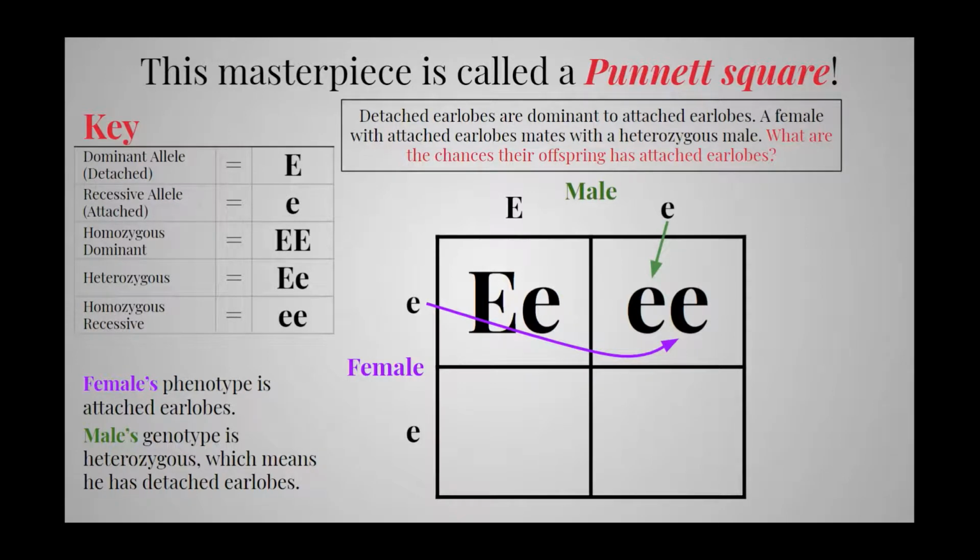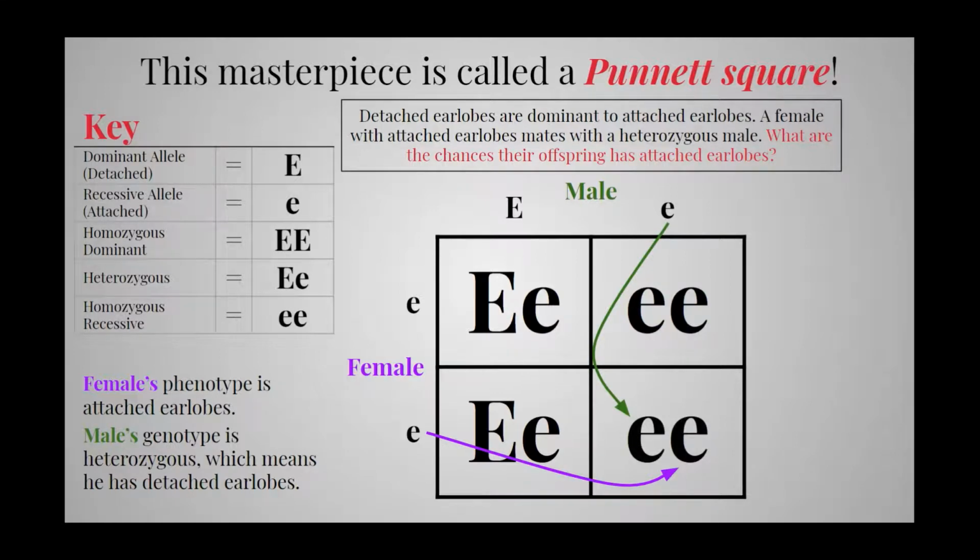I'm going to drop down to the bottom left box. My capital E from the male, which is a dominant allele, is going to drop down. And my lowercase e from the female, this time the other lowercase e, the recessive allele, is going to swing over. Again, I end up with a heterozygous genotype. So I know you guys are smart people. You're picking up on what's happening here. I'm going to go ahead and finish out my last box. My arrows show me the movement of these alleles. And again, I end up with a homozygous recessive genotype.